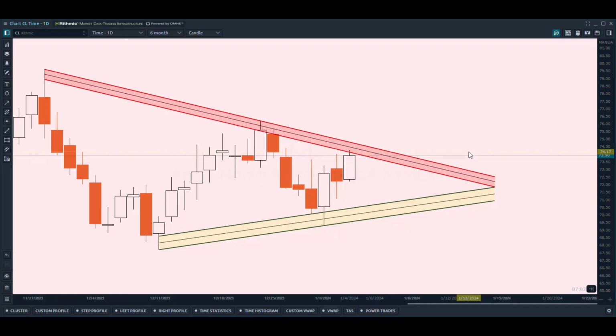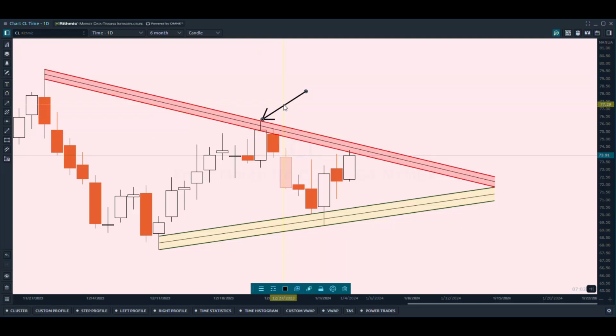Now, I've already done a video on trend zones. So essentially what I did here was I took the wick here. In this case, we're looking at the crude one-day candle from November 29th, 2023, and I'm connecting it to the wick here from December 25th.